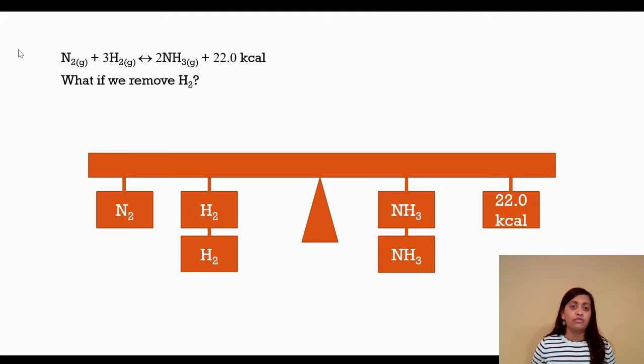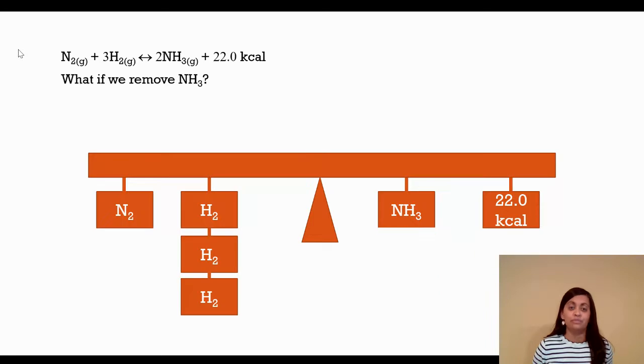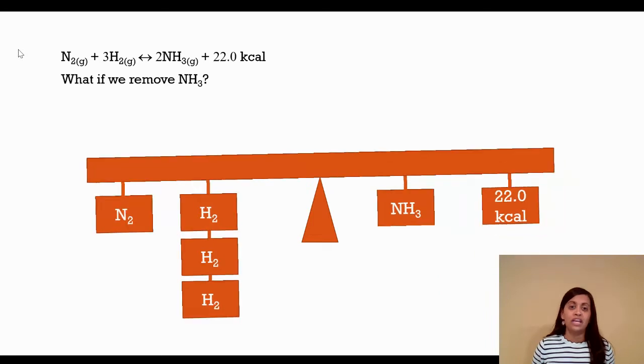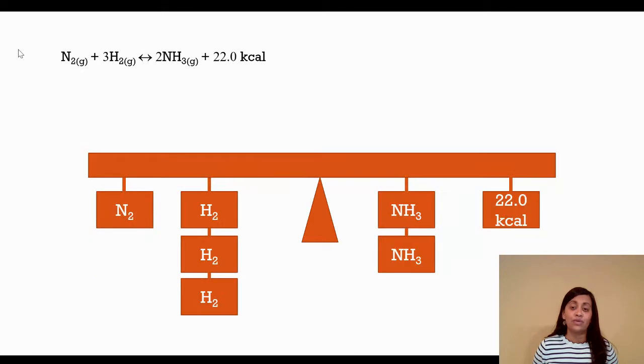Again, if we remove H2, it would drive this towards the reactants or favor the forward reaction in order to, again, make more H2 and N2 to make up for that missing H2 that was removed. If we remove NH3, those reactants will then go towards the products or combine in order to make those products.